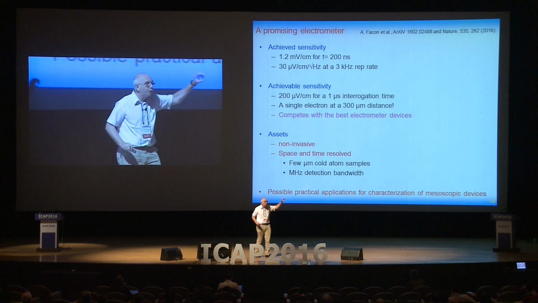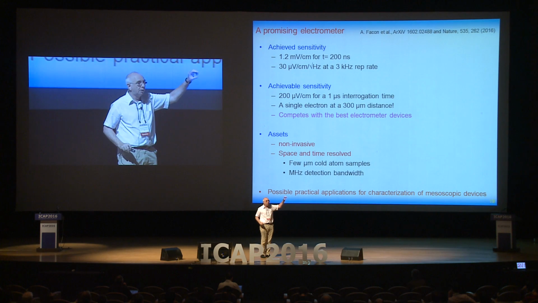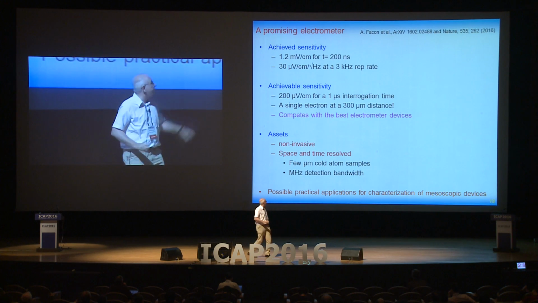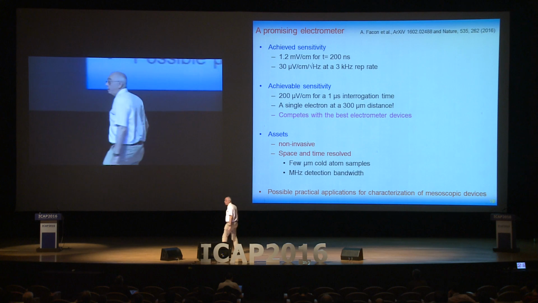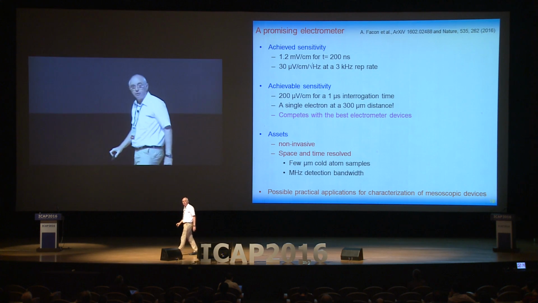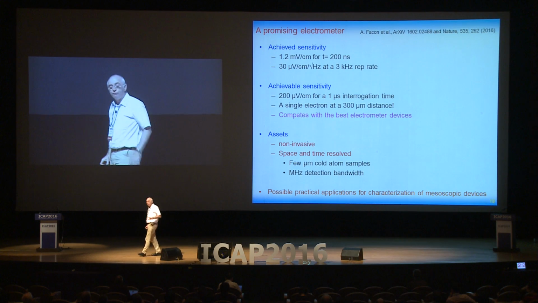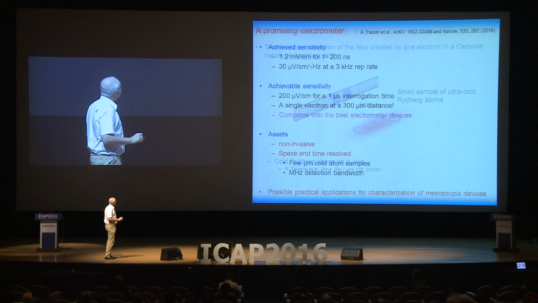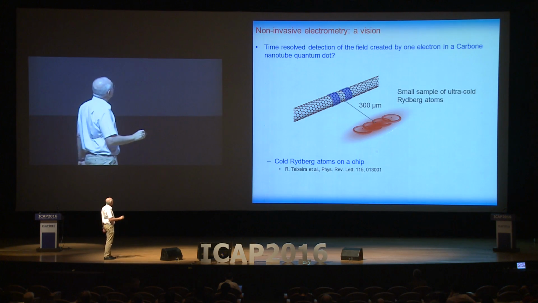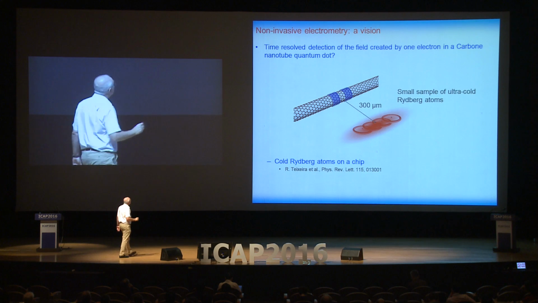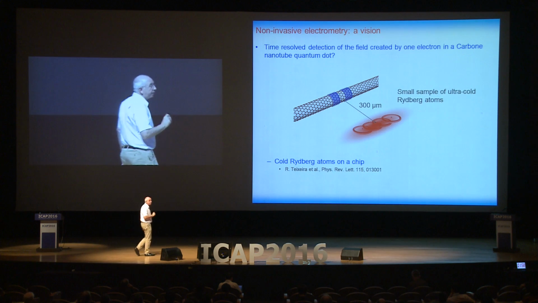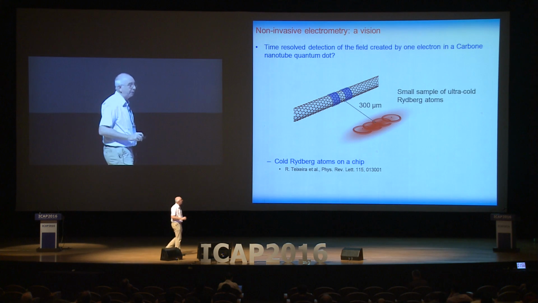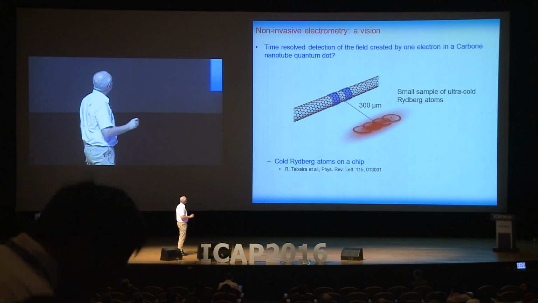It means that with a couple of Rydberg atoms, we could be able to decide whether or not an electron, a single electron, is present at a 300 micrometer distance. This compares very well to the best electrometers so far. And in fact, the kind of vision we have is a sample of Rydberg atoms floating at a distance from some mesoscopic device, like a carbon nanotube quantum dot, and the Rydberg atoms being able, with a 1 microsecond bandwidth, to tell us whether or not we have an atom.